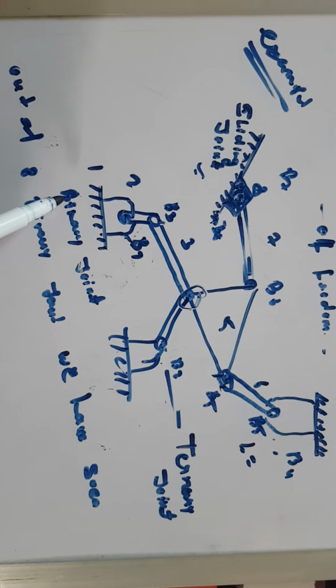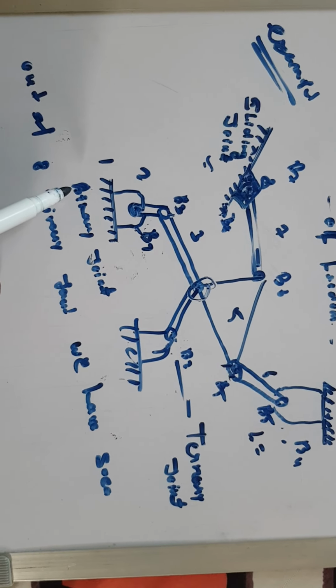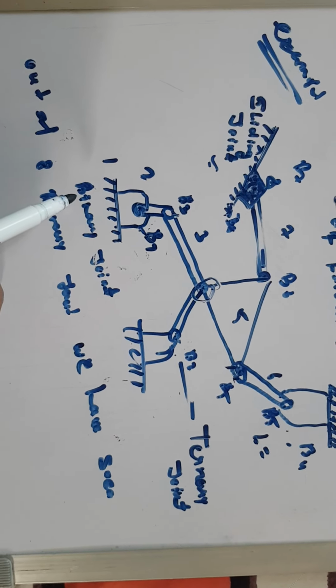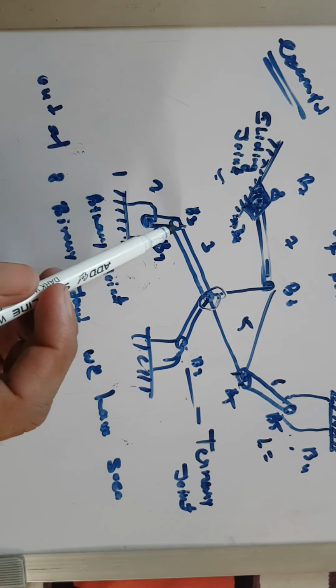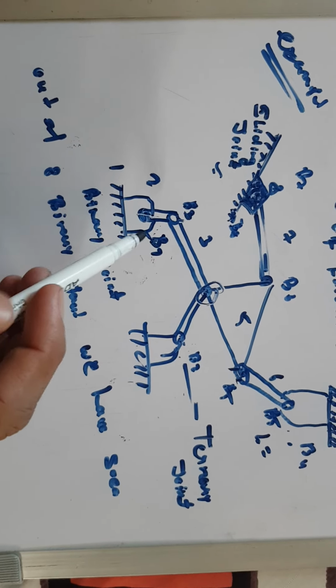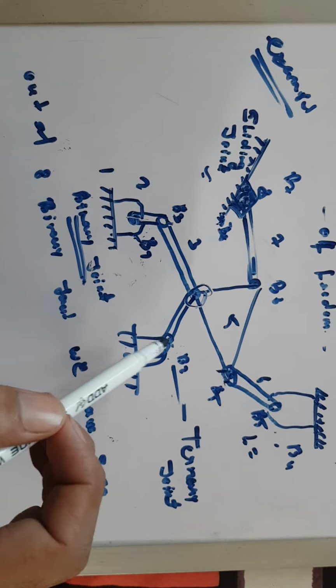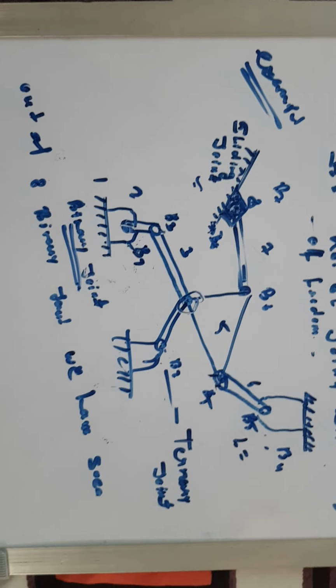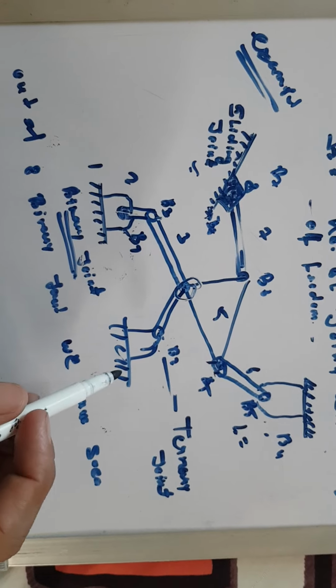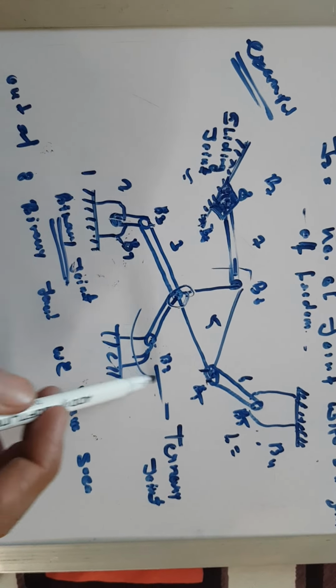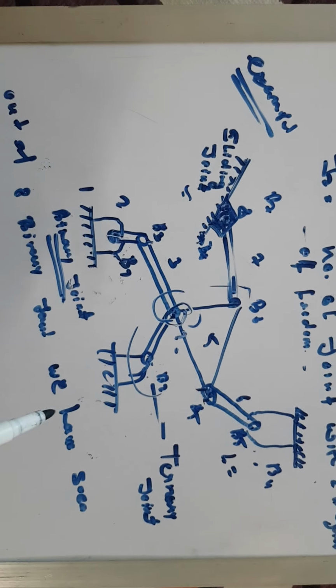A binary joint is basically where two links are joined in the same direction. A ternary joint is where three links are joined in a row. So here is the ternary joint.